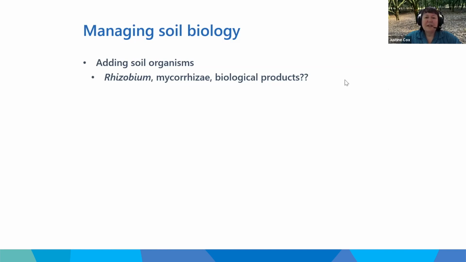Mycorrhiza, which are a fungi, and again, some of these are specific and some of these are general, but mycorrhizae provide a benefit to the plant. They get them more phosphorus, more water, and some mycorrhizae then get food from the plant, so it's a bit of a beneficial relationship.